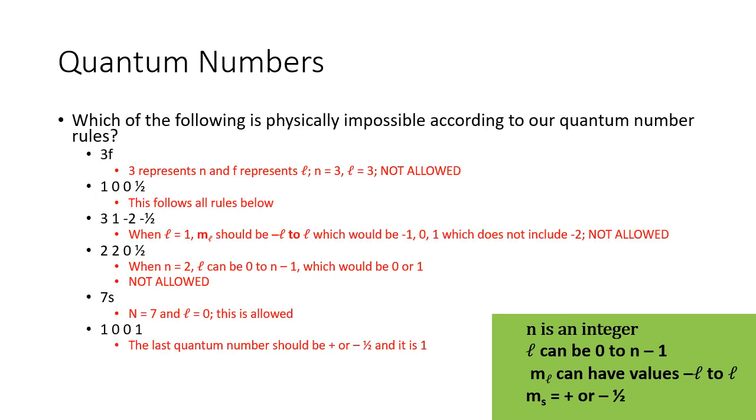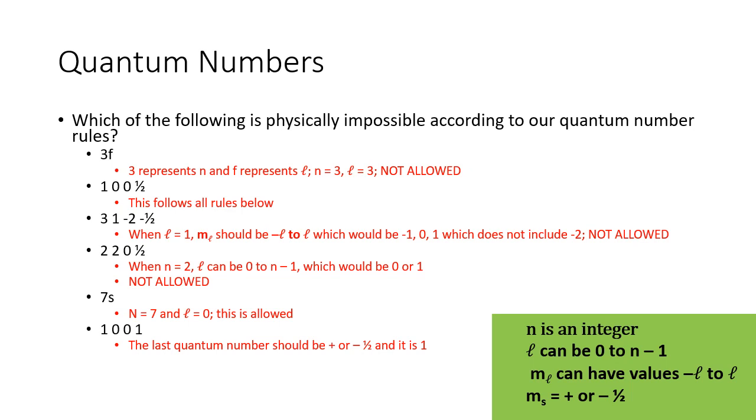Okay, so for 3f, 3 represents n and the f represents the L. n is 3 and L is 3 because f corresponds to the L equals 3 orbital. Since L can only be 0 to n minus 1, and n is 3, n minus 1 is 2, L of 3 is not allowed. Right. In the second one, we have 1 for the n, L is 0, which is allowed, m sub L is also 0, allowed, and plus 1/2 definitely allowed.